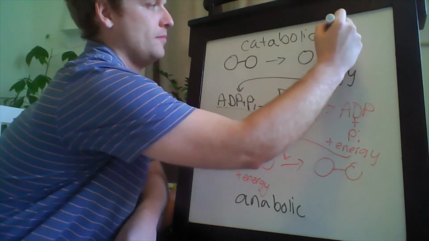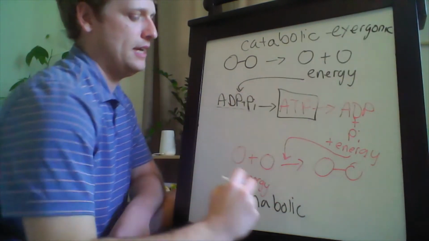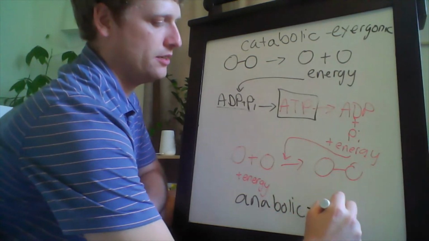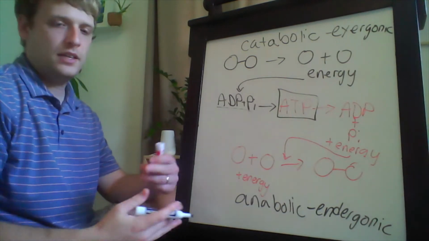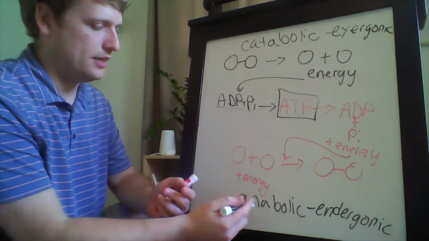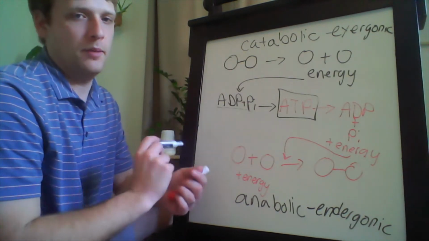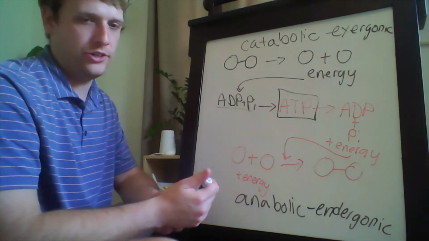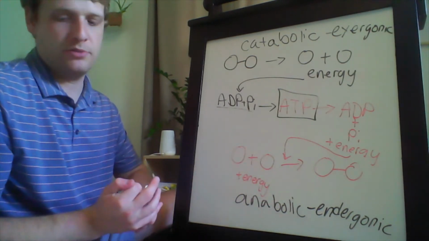This exergonic and endergonic reaction, they rely on one another. The anabolic reactions are going to rely on a catabolic reaction to provide energy, the means for them to make that reaction proceed.